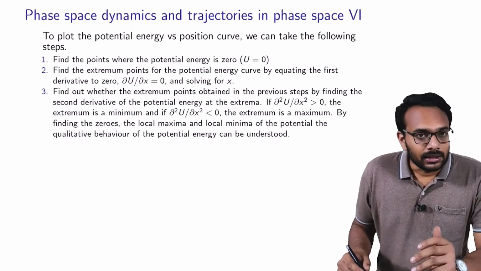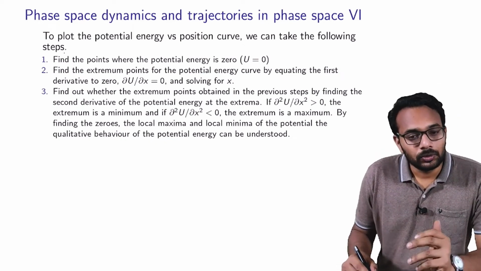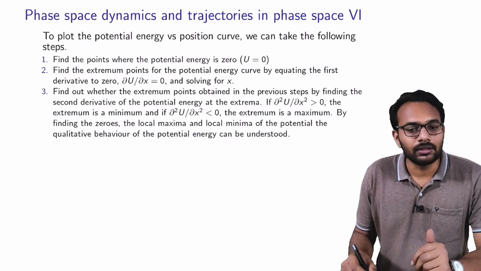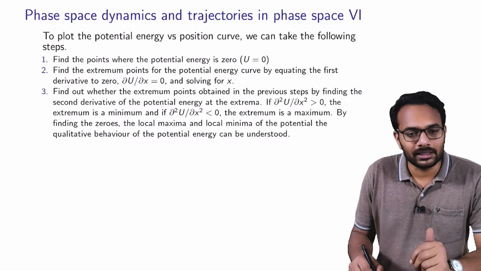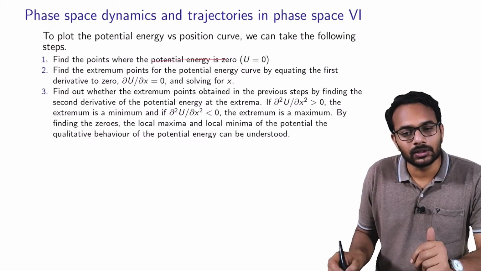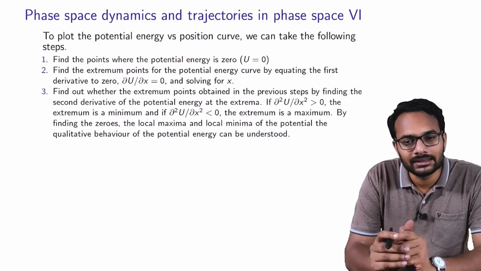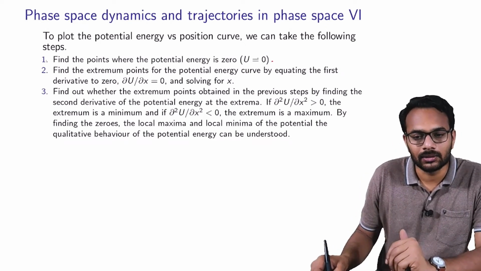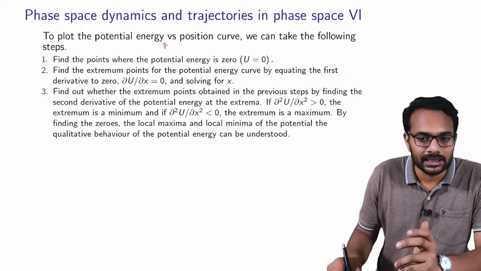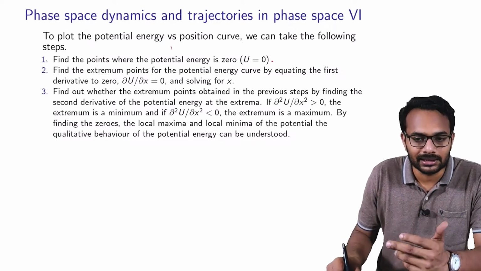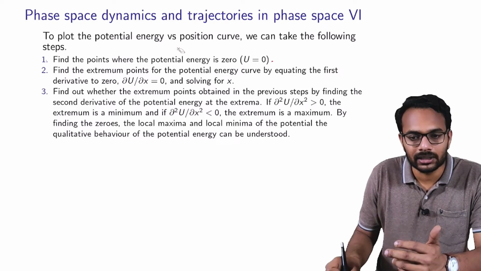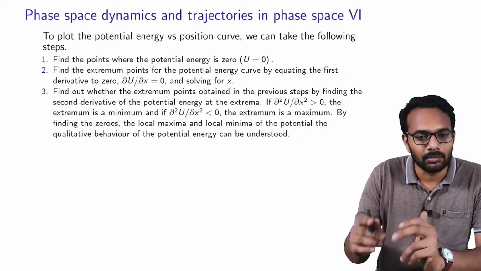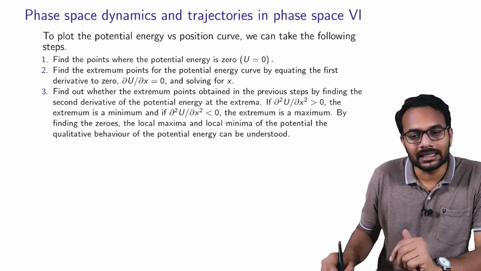Now you can follow this strategy to plot the potential energy. To plot the potential energy versus position curve, we can take the following steps. First step is to find the points where the potential energy is 0. So we are actually talking about potential energy. Sometimes I just say potential, but that's not entirely accurate. We have to say potential energy. I hope you'll correct it in your mind. So find the points where the potential energy is 0.